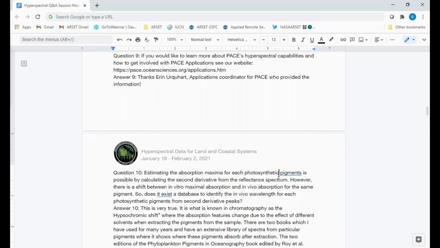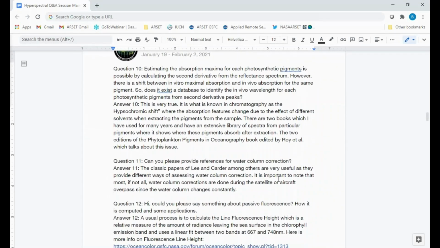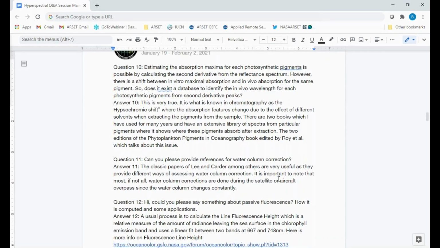All right. Question number 10: estimating the absorption maxima for each photosynthetic pigment is possible by calculating the second derivative from the reflectance spectrum. However, there's a shift between the in vitro maximal absorption and in vivo absorption for the same pigment. So does a database exist to identify the in vivo wavelength for each photosynthetic pigment from the second derivative peaks?